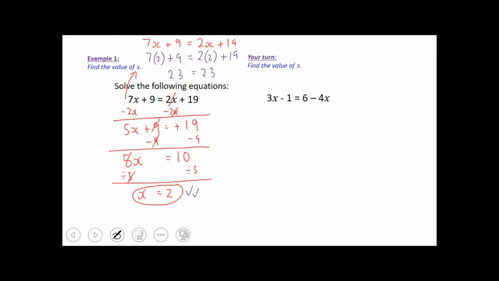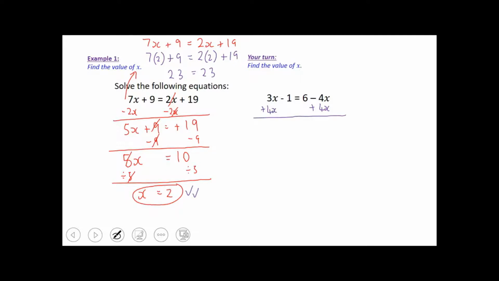Now you've got 3x on one side and you've got the minus 4x on the other side. Remember, this minus sign belongs to the 4x. The minus sign is going to be a minus 4x. So what I want to do now is, because the x's are smaller on the right hand side, I want to do a positive 4x on both sides.